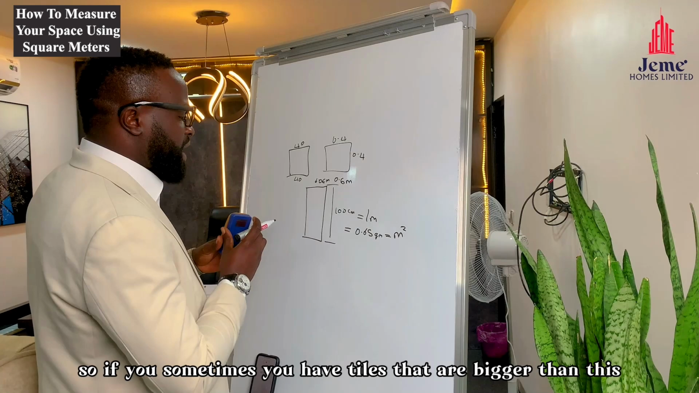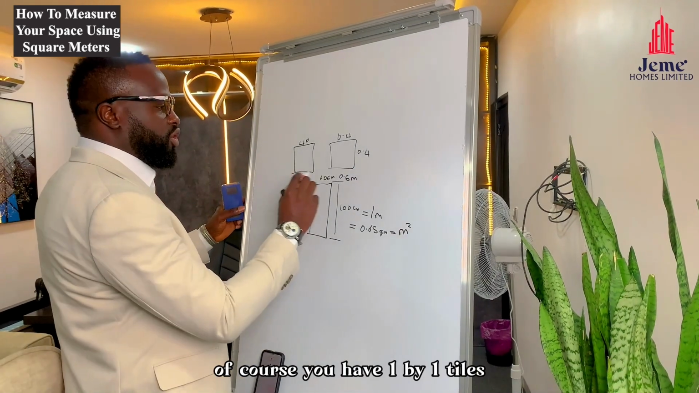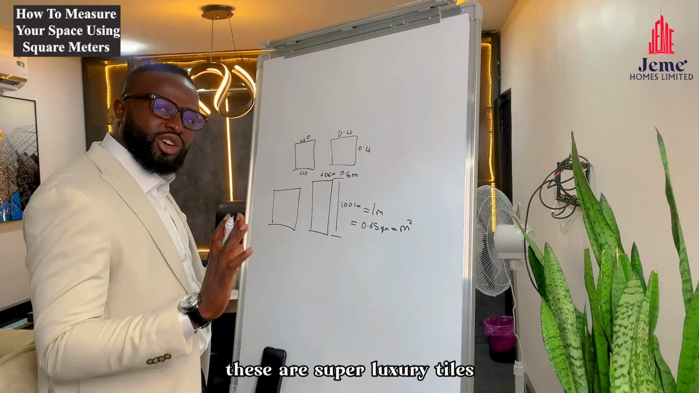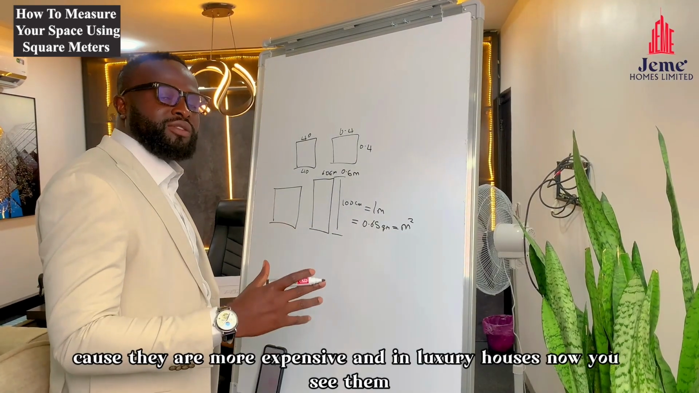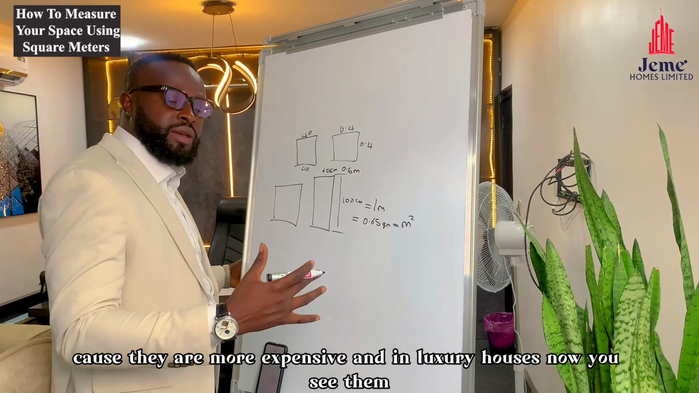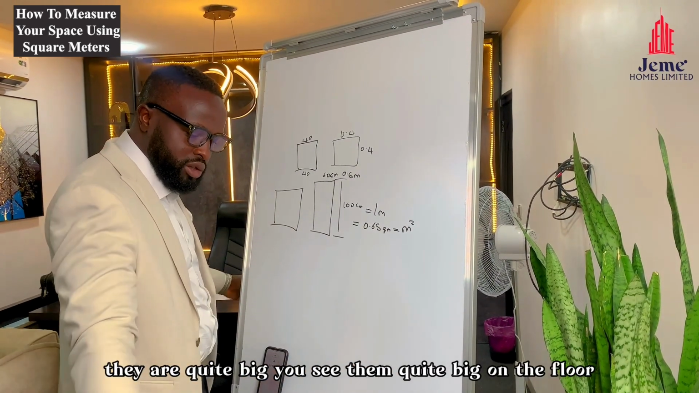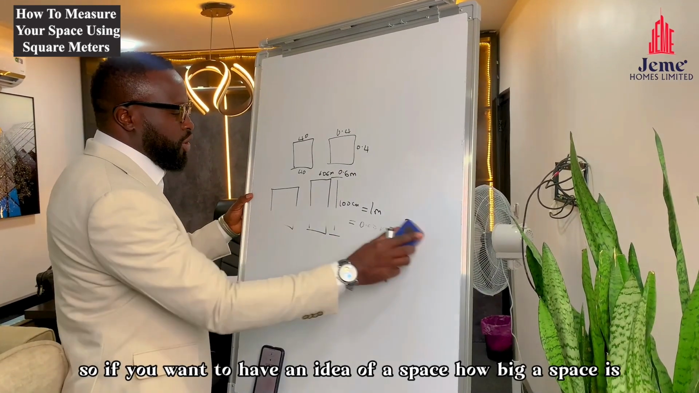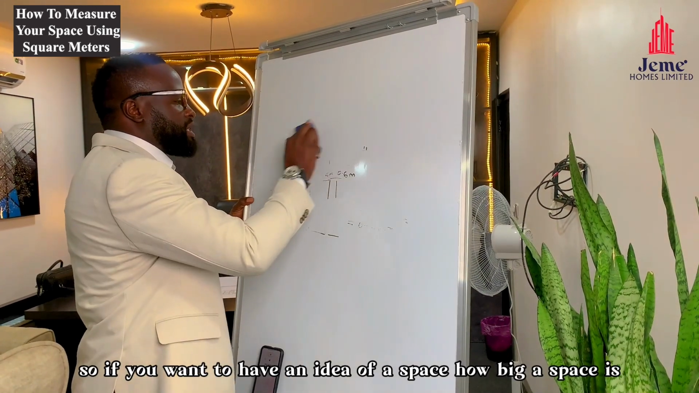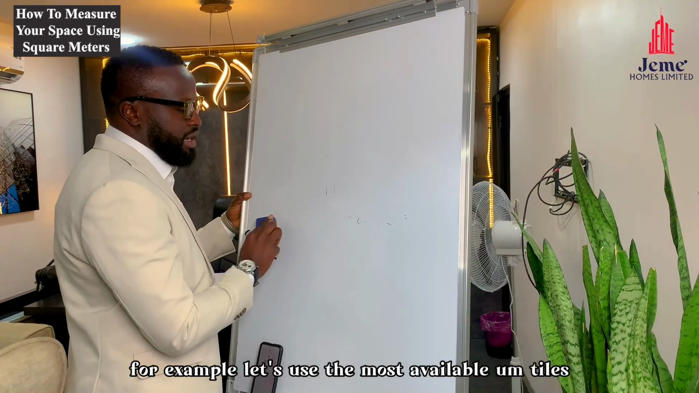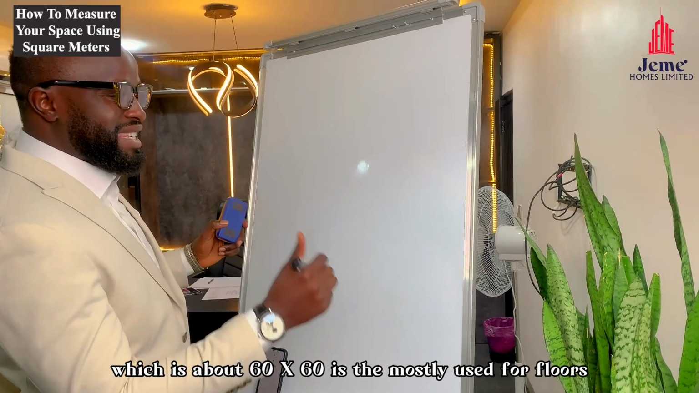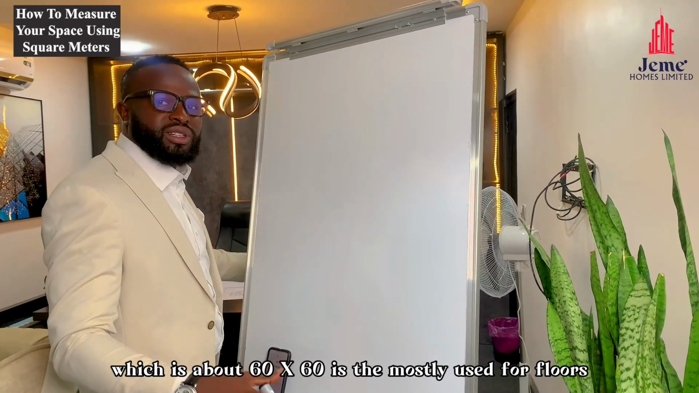Sometimes you have tiles that are bigger than this. Of course, you have 1 by 1 tiles. These are super luxury tiles, because they are more expensive, and in luxury houses you see them quite big on the floor, about 1 meter by 1 meter. So if you want to have an idea of how big a space is, let's use the most available tiles, which is about 60 by 60, the most used for floors.